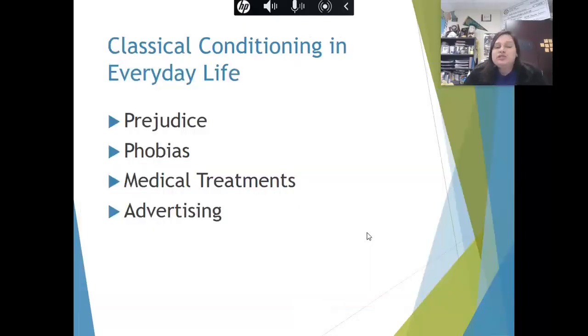Classical conditioning shows up quite a bit. We'll talk about, in the next example, prejudice. A lot of our phobias, if you've been bit by a dog, then you learn to associate it with pain. And if you're scared of all dogs, that's generalization. If you're only scared of a Chihuahua because you got bit by a Chihuahua once, that's discrimination.